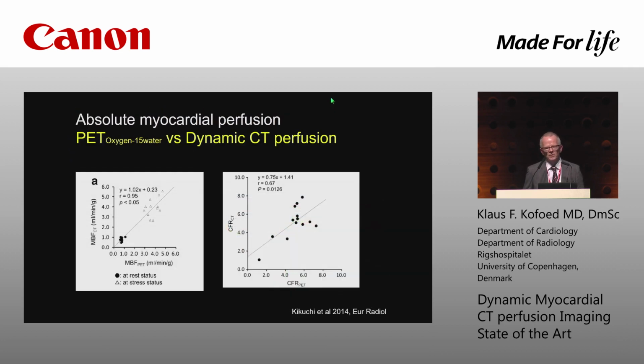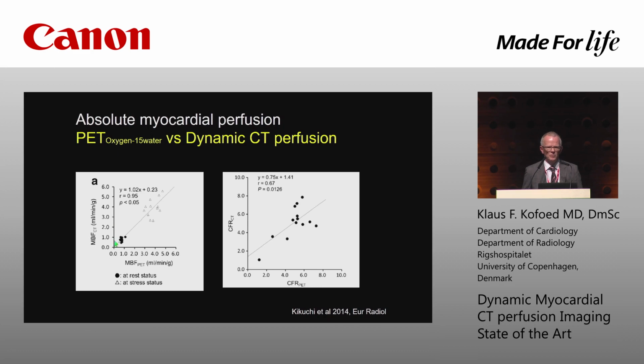Does it work? There are not any publications out there yet, but this was one of the first ones where they compared the dynamic CT perfusion imaging with what is considered the gold standard in any human measure of perfusion. That's oxygen water. It's not rubidium, it's not ammonium, it's oxygen water. And the reason for oxygen water being the best one is that the extraction fraction is 100%. So it's the most reliable number that you get out of there.